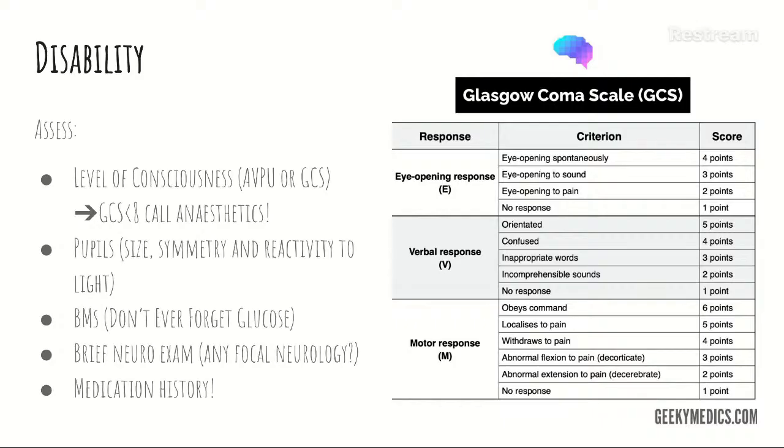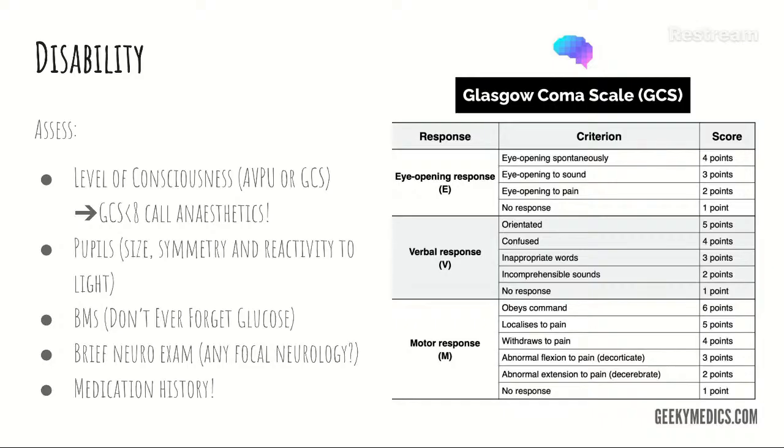So next is disability. For this one, you're assessing the patient's level of consciousness. Depending on your preference and how well you know your GCS, you can do either AVPU or GCS. With GCS, you do eye-opening, verbal response, and motor, and depending on that, they get their score out of 15. A big rule to note is if their GCS is less than 8, then you need to be calling anaesthetics because they're at risk of airway compromise.